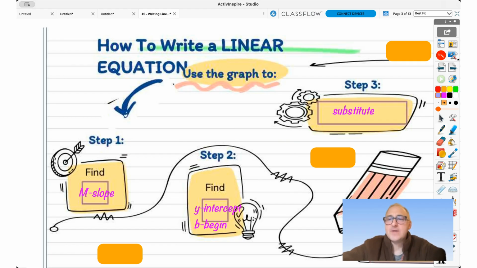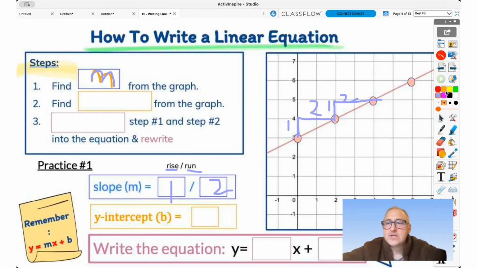Step 2, find the b. Oh yeah, the begin. So I'm going to use yellow here, or maybe orange will show up better. Find where it crosses the y in the skyline. Where does the dot cross the y in the skyline? I covered it up. Oh, shoot. Let's just erase that quick. Crosses at 3. So my intercept is 3.